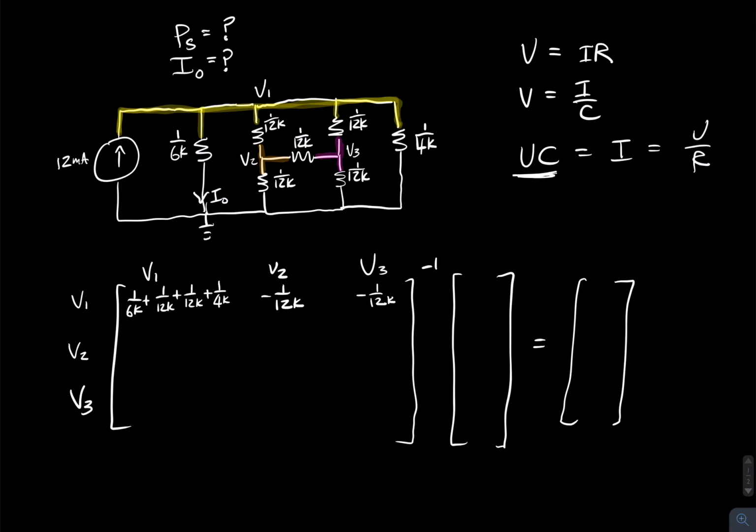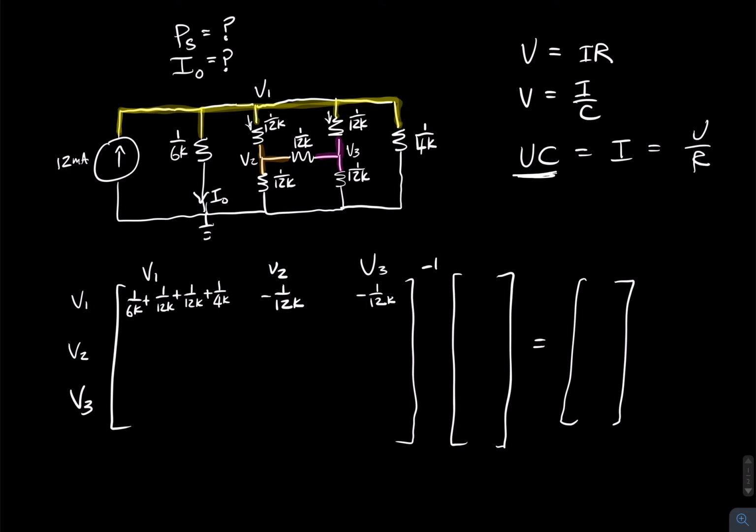Why is it just minus 1 over 12K? Well, that's the only thing connected right here. And the same for V2 right here. So those are the only things connected between V1 and V2, and so we just sum it up that way. Alright, easy peasy. So the next thing we're going to do is do the same thing for V2.